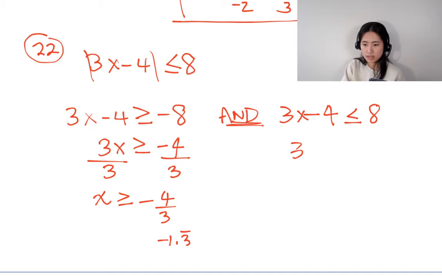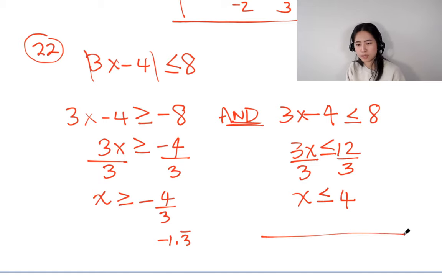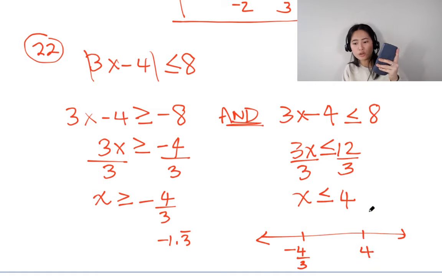And then this 3x minus 4 is going to have 3x on this side, and then you have less than or equal to 8 plus 4, which is 12. So in that case, dividing both sides by 3, you're going to have x less than or equal to 4. Okay, there we go. So when you graph this, because it's "and", you're going to have -4/3 here, and then you have 4 right here, because they're saying it's going to be less than or equal to 4.